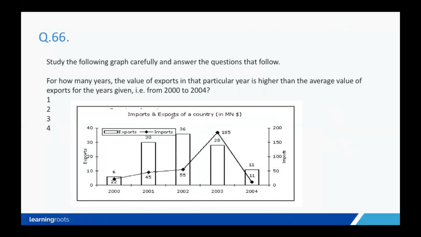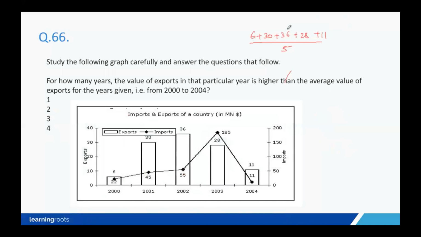Fine. Next one. For how many years is the value of exports in that particular year higher than the average value of the exports from 2000 to 2004? So what is the average value of the exports? Let's find that out first. So it will be 6 plus 30 plus 36 plus 28 plus 11, okay, divided by 5.